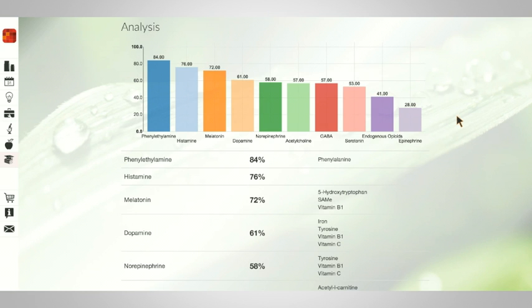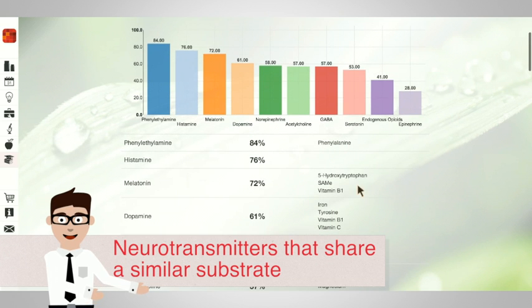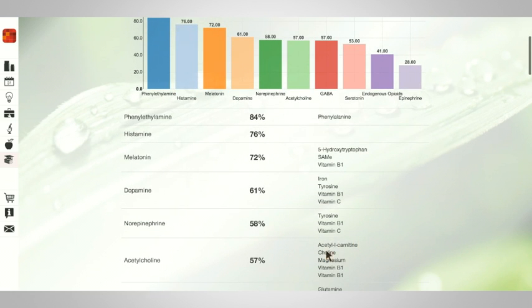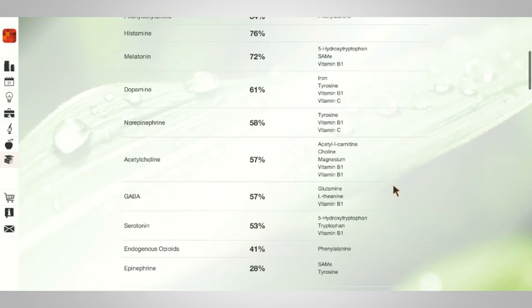So the first thing that we look at with the mood disorder appraisal and try to identify are the neurotransmitters which share a similar substrate. Now, this is evident from the neurotransmitter link here. So with melatonin, you're really looking at tryptophan or 5-HTP, dopamine is tyrosine, norepinephrine is tyrosine, acetylcholine is acetyl L-carnitine and choline, etc. GABA and glutamate are both glutamine, etc.